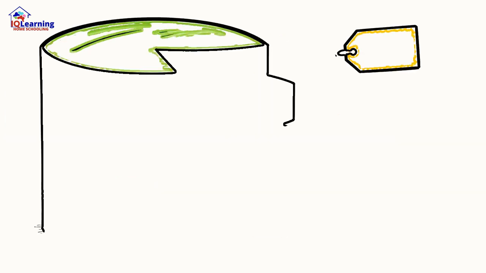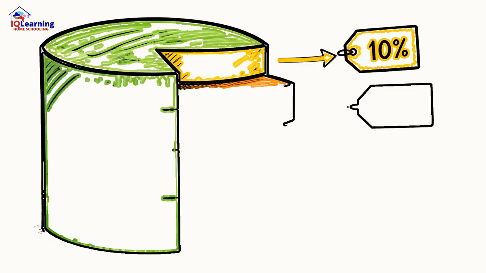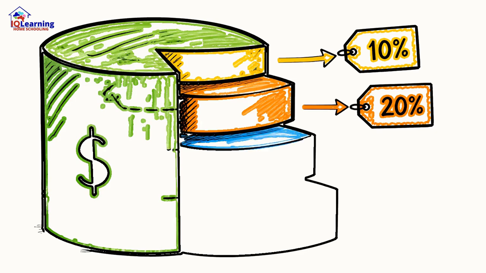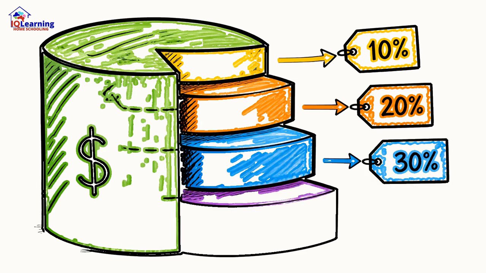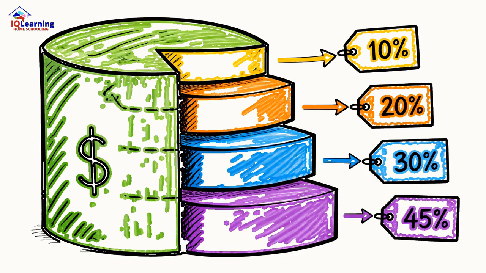Even complex income tax follows a simple logic. You aren't taxed at one flat rate. Your income is sliced into brackets, and each slice is taxed at its own progressive rate.